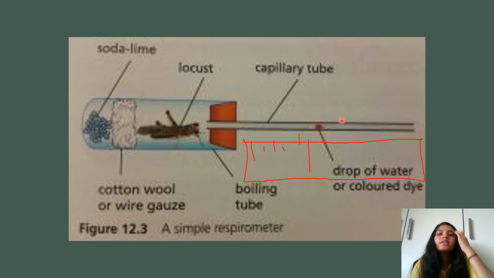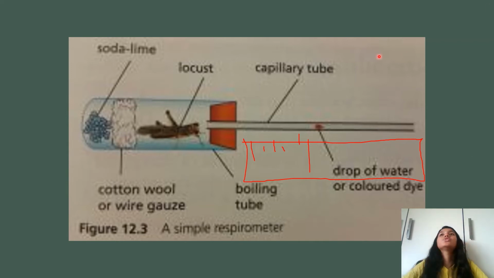And you measure the distance traveled by the colored dot in a set amount of time, because the locust here will be taking in oxygen when it's respiring. So that causes the drop to move forward to replace the taken in oxygen. And again, you divide the distance moved by the time to figure out your rate of respiration.